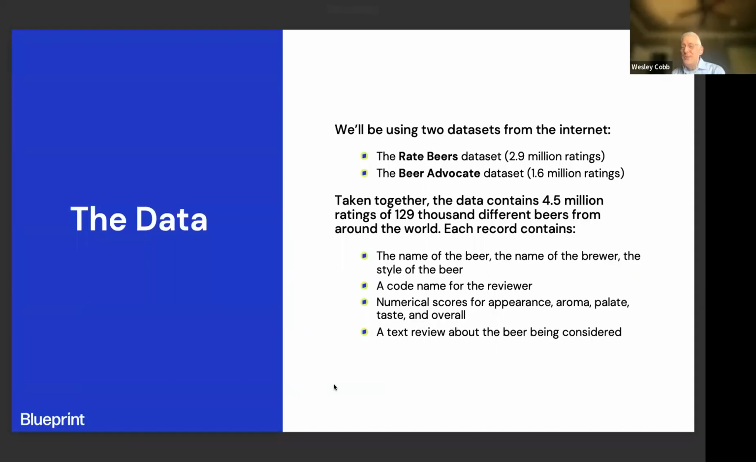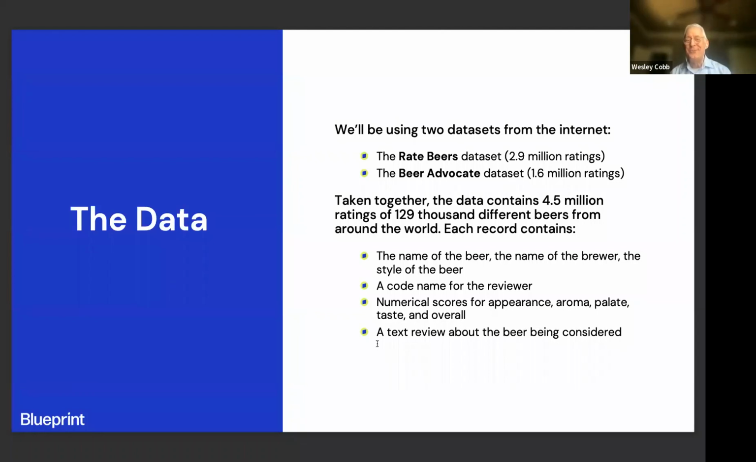The data that we're going to be working with comes from a couple of data sets on the internet. One of the cool things about being a data scientist is that the internet gives you a way to get at lots and lots of different sources of data. And if you go hunting around, you wouldn't believe it, but you can find data on almost everything. And beers is one thing that seems to be a fairly popular thing to talk about online.